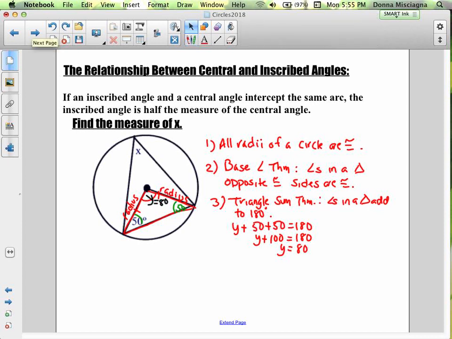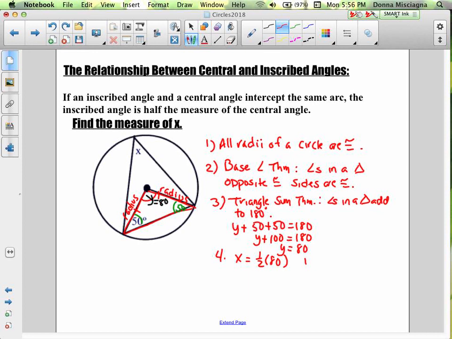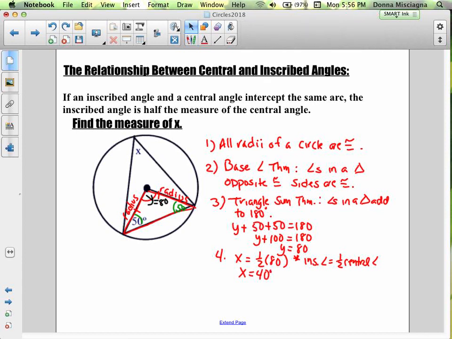Now we can think about the relationship between the inscribed angle and the central angle. So that means x here is 1/2 of 80, right? And that's because the inscribed angle equals half the central angle. You can leave this part off if you want, because it's in your notes already above on the page there. So that means that x is 40 degrees. And there we've solved it. All right? So notice we worked our way through from what we know.